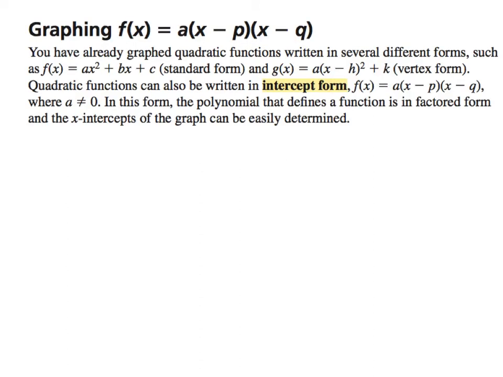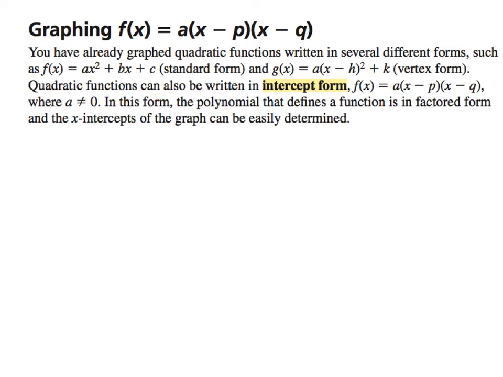So what are we going to do today? Well, intercept form is this. We're going to graph functions in intercept form. You have already graphed quadratic functions in several forms. Now make sure you know what these forms are. ax squared plus bx plus c is standard form. a times (x minus h) squared plus k is vertex form. And this is now intercept form.